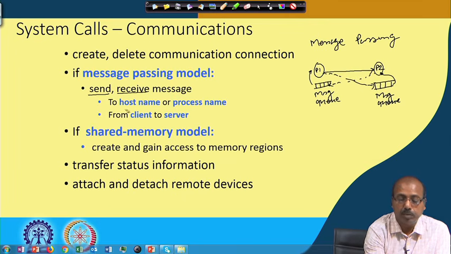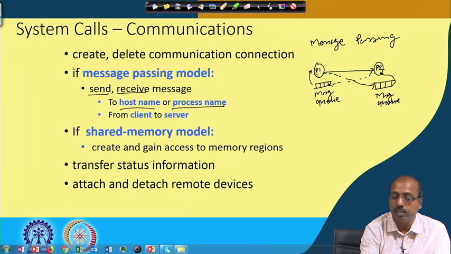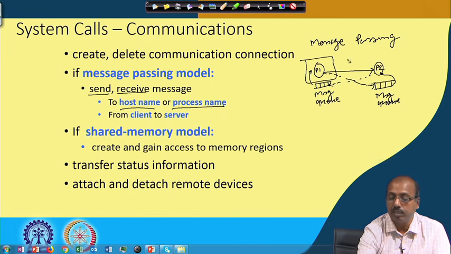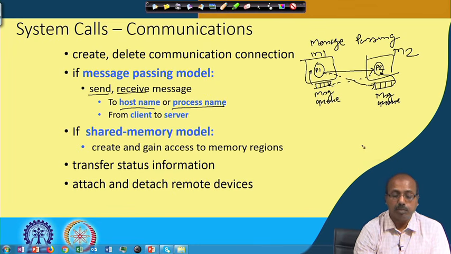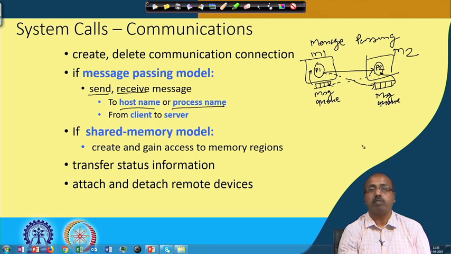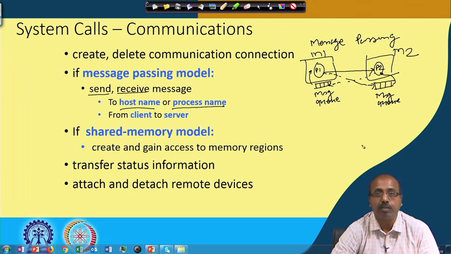It may be sending to a host name or to a process name. This is just shown in terms of two processes, but it may so happen that physically P1 is in system M1 and P2 is in system M2, two different computers. Then also we would like to have this communication mechanism. We should be able to send, receive messages across hosts or across processes, or from client to server. The client wants to send some message to the server, and from server to client also some message may go. So, we must support this type of system calls in the operating system.